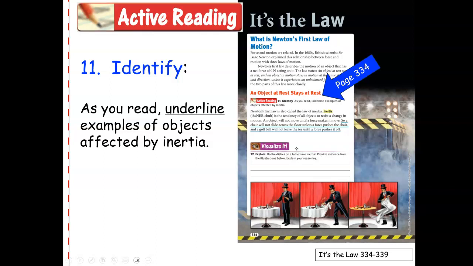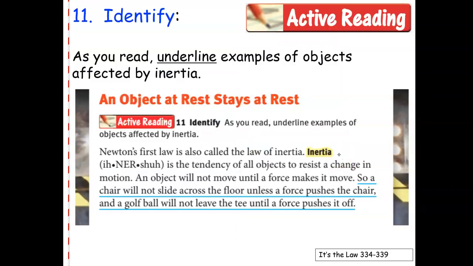So let's look at our reading. It asks you to underline examples. A chair will not slide across the floor unless a force pushes the chair, and a golf ball will not leave the tee until a force pushes it off. So that's the example you were supposed to underline.